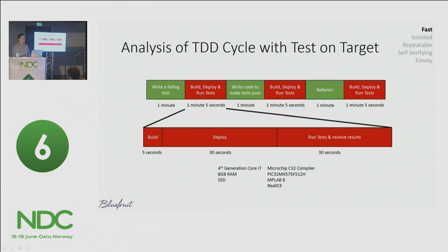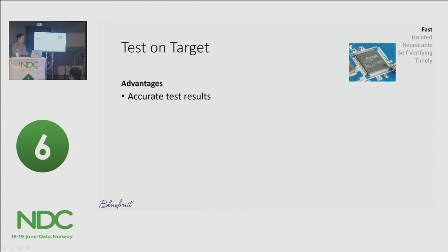And as with anything that slows developers down, they try and optimize the process. So in our case, this optimization was writing larger tests. Larger tests have a knock-on effect. They require larger code changes to pass, and this increases the chance of introducing bugs into the code. So testing on target has the major advantage that you get accurate test results. And it will work if you have a very small code base or a very fast deploy. And that was actually the case in our first two projects.